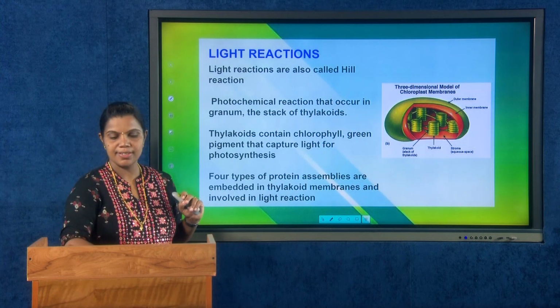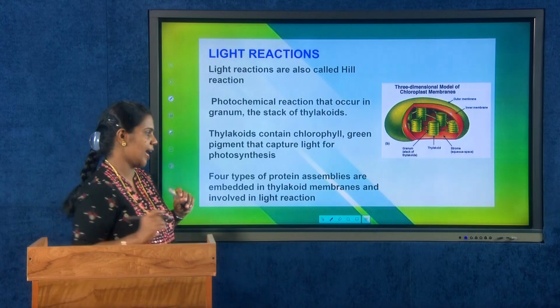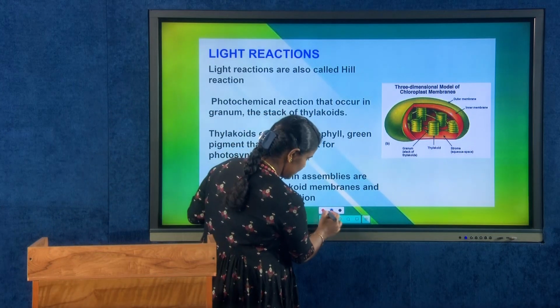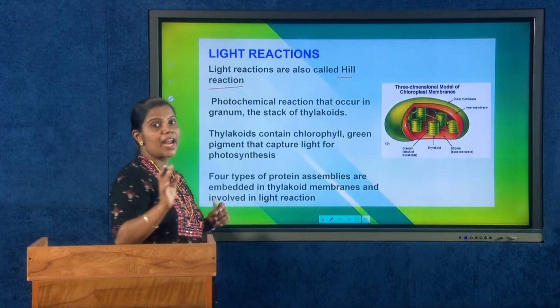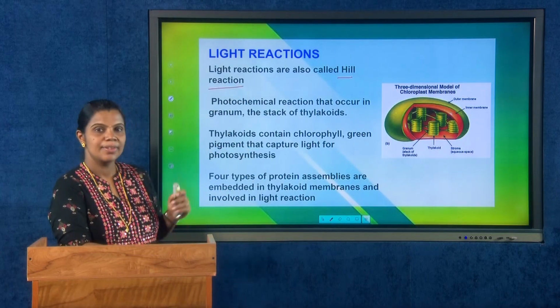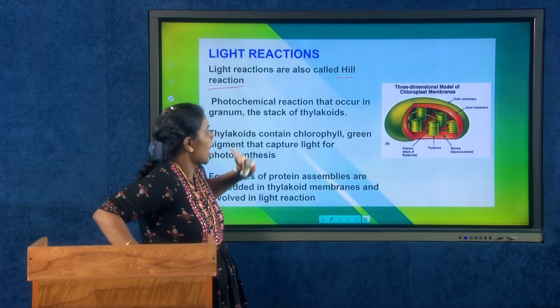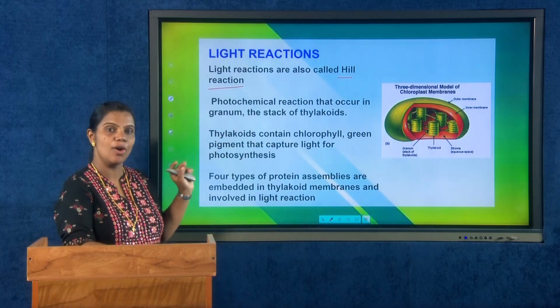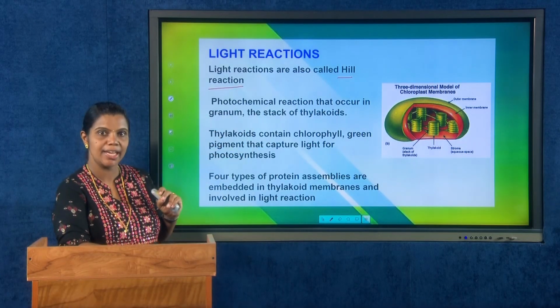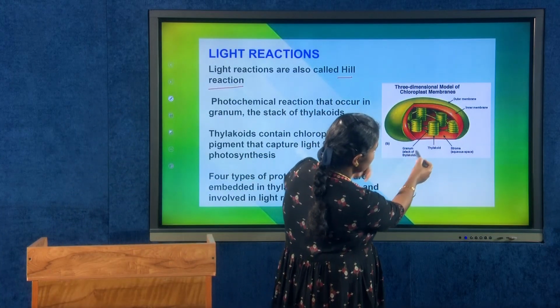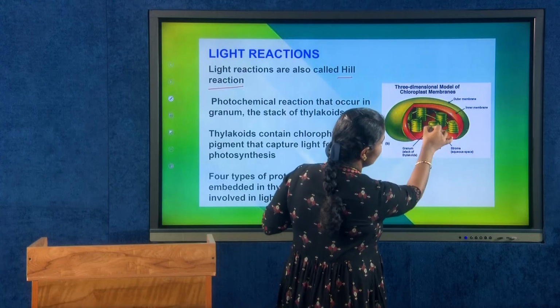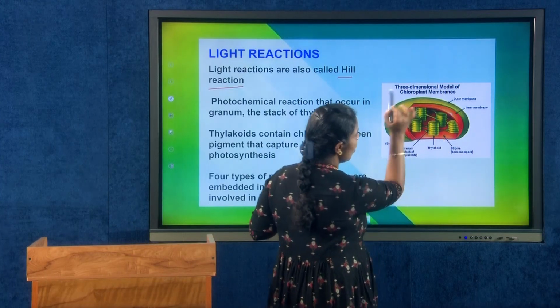Light reactions are also called Hill reaction. So, another name of light reaction is Hill reaction. It is a photochemical reaction that occurs in the granum of thylakoids. I already mentioned that. You can see here, this is the granum. It is a stack of thylakoids. The light reaction will occur here.